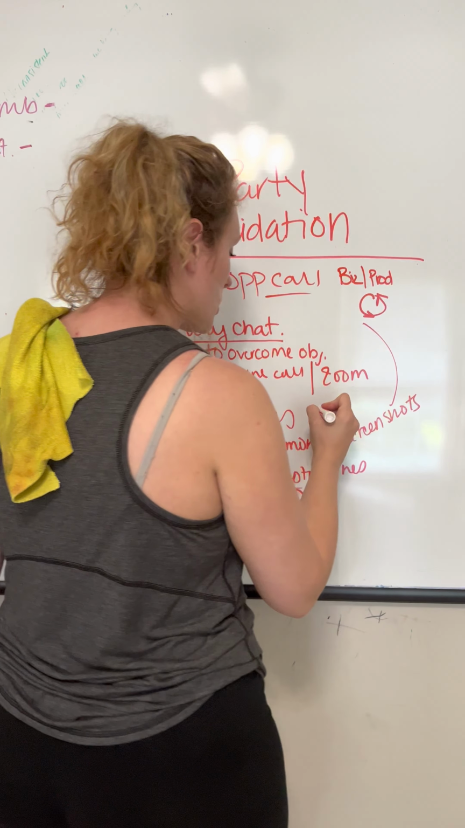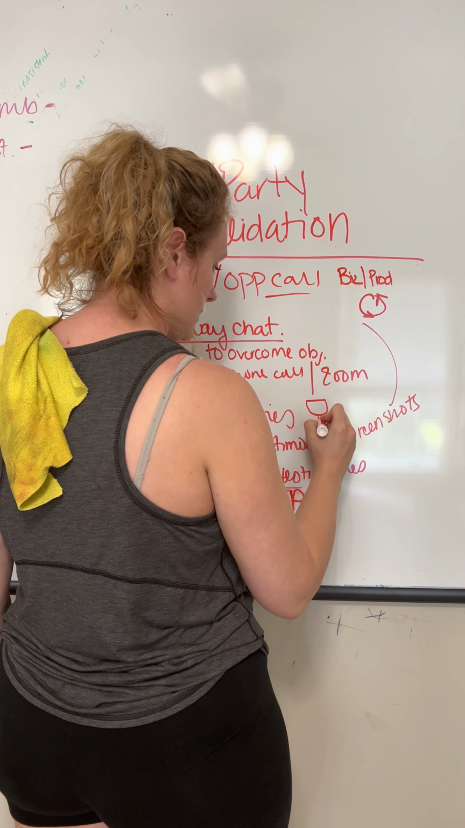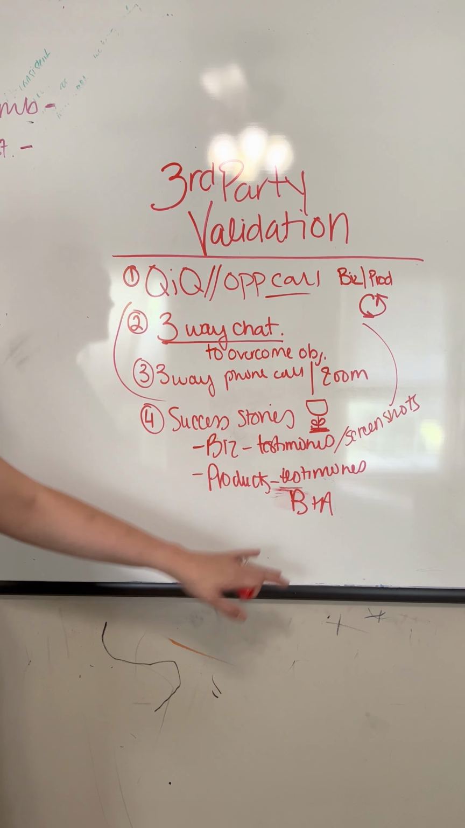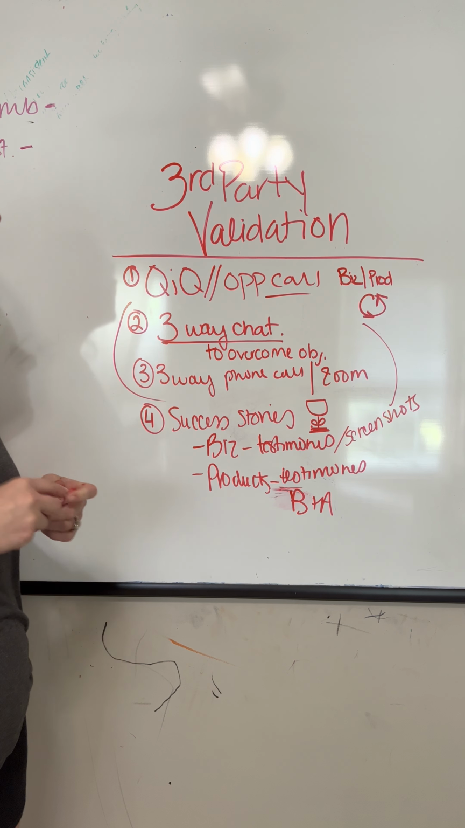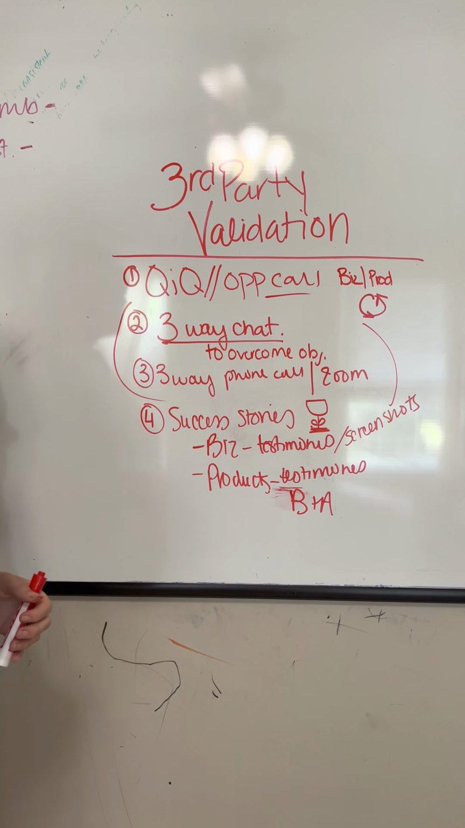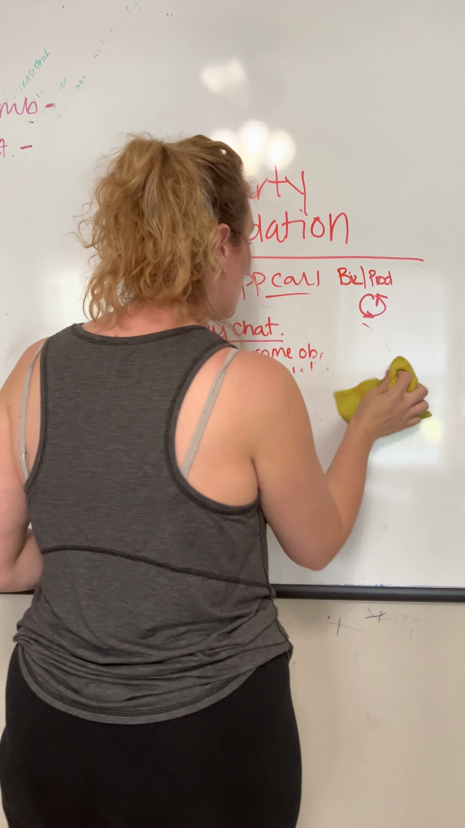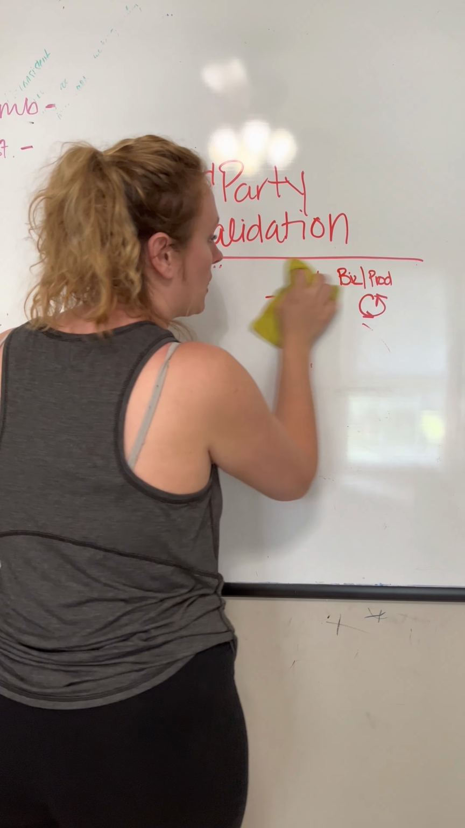We call this a trophy. Let me see if I can draw a trophy. This kind of looks like a flower. These are trophies. So share your trophies, okay? So third-party validation is an incredible tool. Now, what is the number one way that you are going to use the third-party validation?